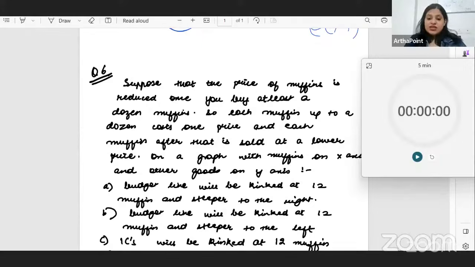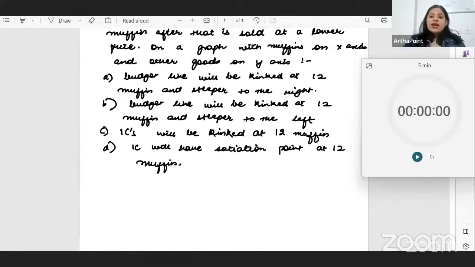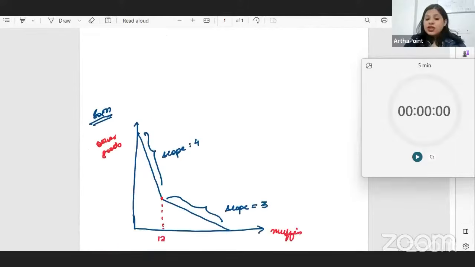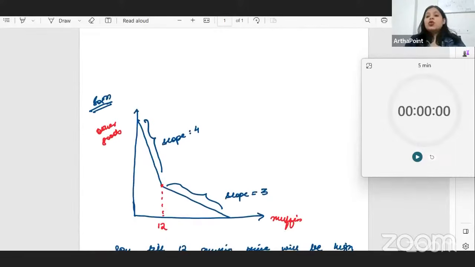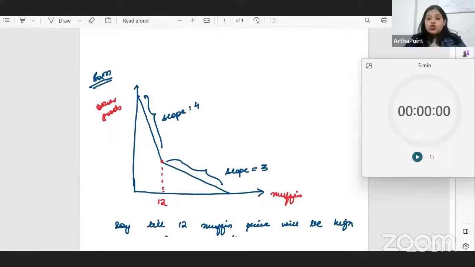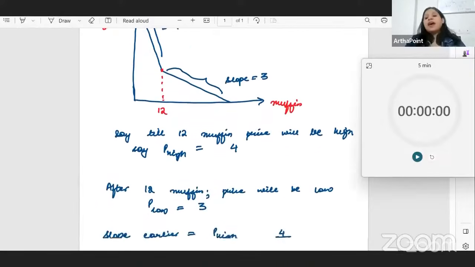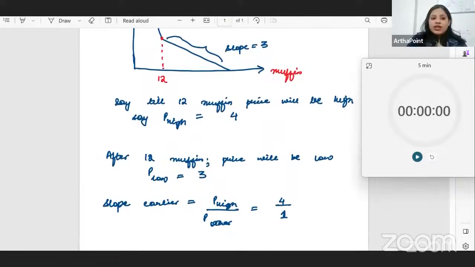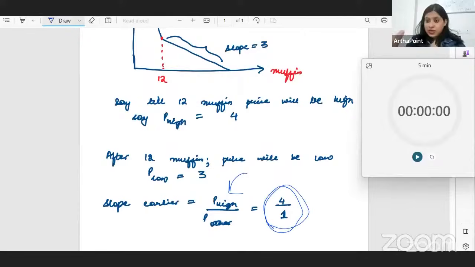Now, if that is the case, I know that the price of other goods is 1. So initially the price is going to be 4, so the slope will be 4 by 1. Are you getting it? The price of the muffin is 4. Initially, the price is high for the first 12 muffins. Price of other goods is the numerator. It's 1. So the slope is going to become 4. It is going to be high.